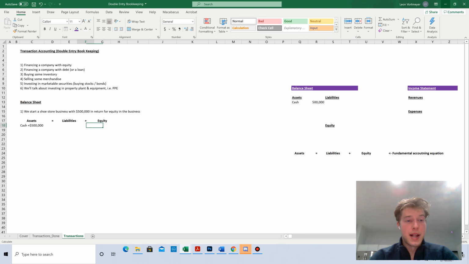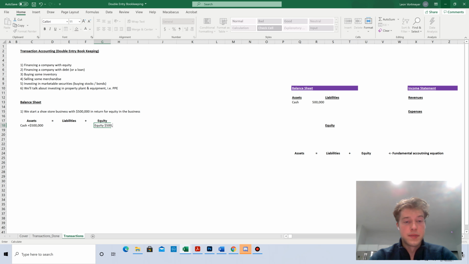But this equation needs to balance. If assets go up by $500,000, then either liabilities or equity, or together, those accounts need to go up by a total of $500,000 as well. And so what happens on the balance sheet is that if somebody is giving cash to the business in return for stock or equity, equity will also go up $500,000.